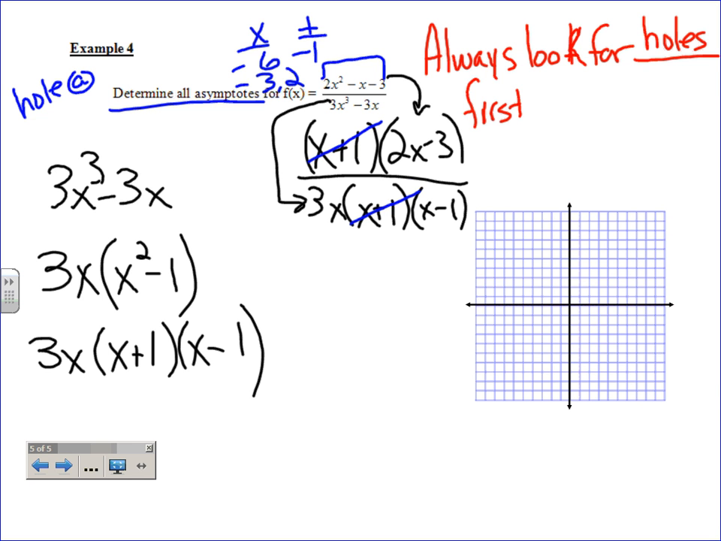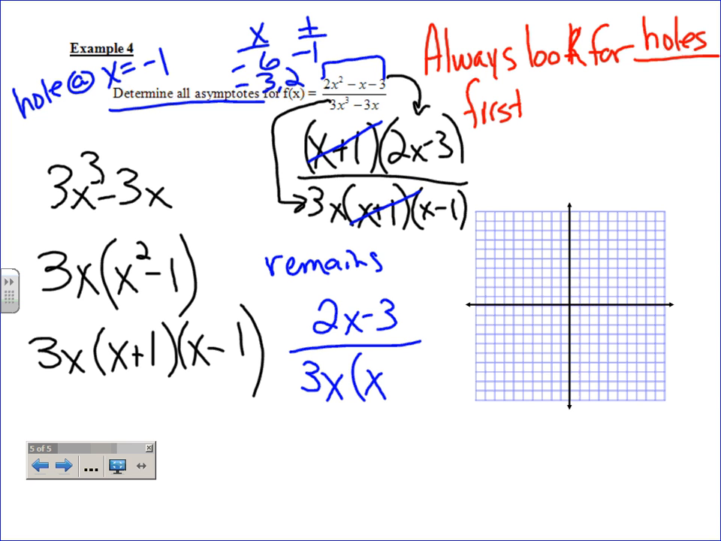Now, what do you do with what you cross off? Set it equal to 0. Okay? And if I set that equal to 0, x would equal negative 1. And now I don't have to worry about that anymore. It is gone. So what remains is 2x minus 3 over 3x and x minus 1. Do you agree that that is what remains? It's still there.